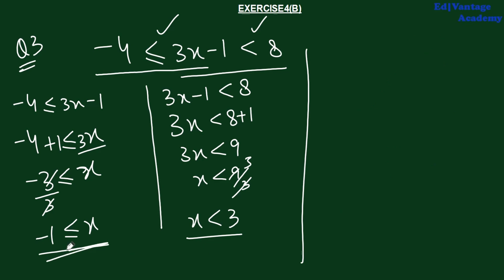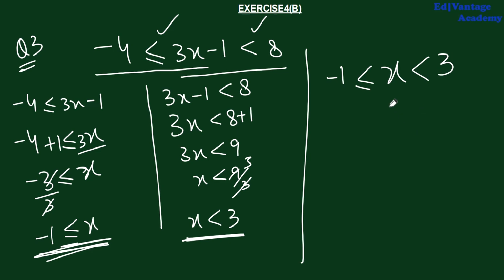These two solutions which I got: x was greater than one number and x was lesser than one number. So on this side the smallest one, x was greater than minus 1. It was equal to it also, so it's greater than or equal to minus 1, and x is lesser than 3.